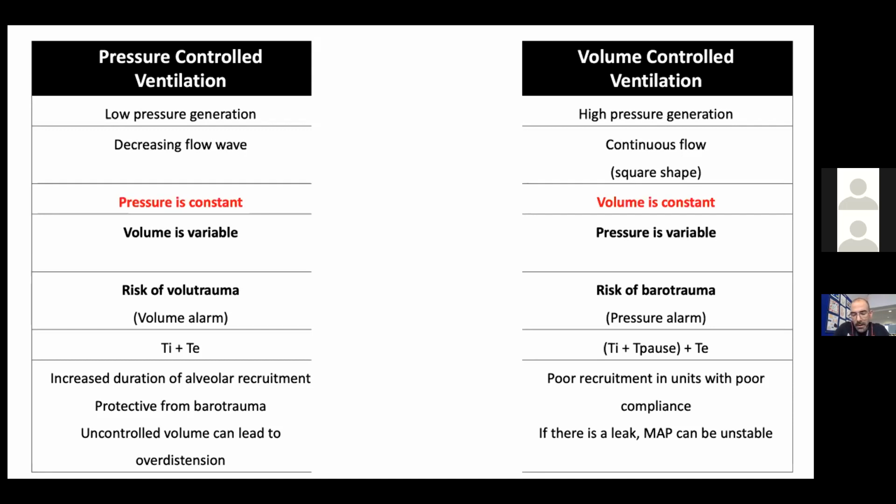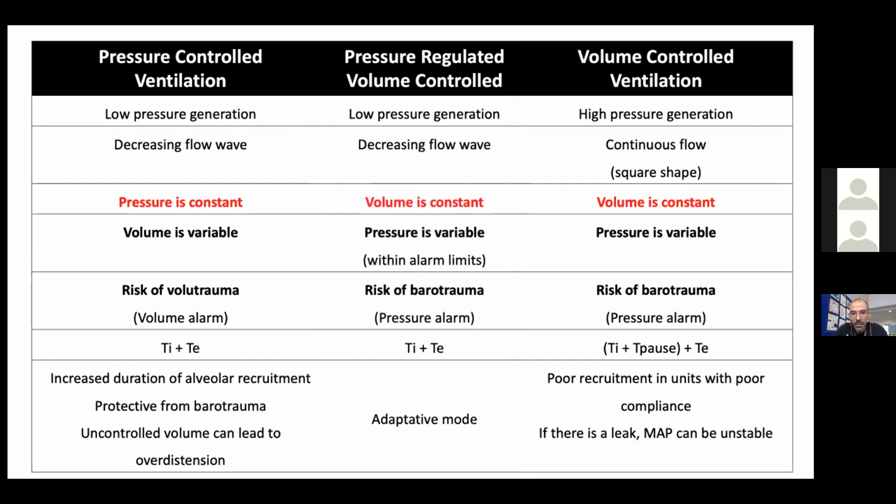And then in recent years, most ventilators have incorporated software that combines these two modes. This is what we call pressure regulated volume control. It uses a decreasing flow wave, the same as pressure control, so we have a decreasing flow wave, but it uses a constant volume. So it has the benefits of both modes: the benefits of pressure control ventilation and the benefits of volume control ventilation.